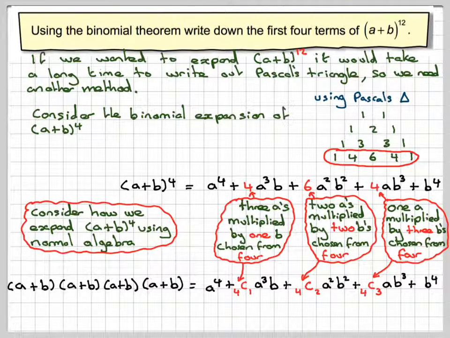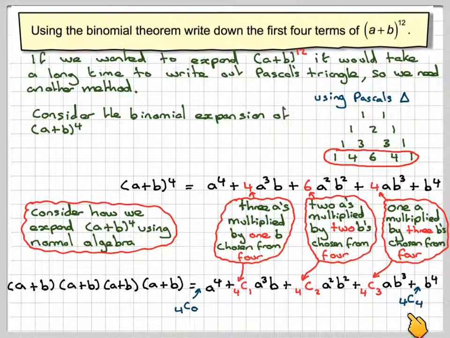So just pause the video if you're not sure, have a think about what's been written down there, and see if you can think about it for yourself a little bit before moving on. So for the first term, we're choosing no b's from 4, and therefore that will be 1. And in this term here we're choosing 4 from 4, which would again be 1.